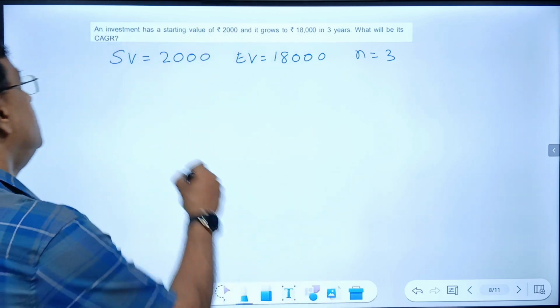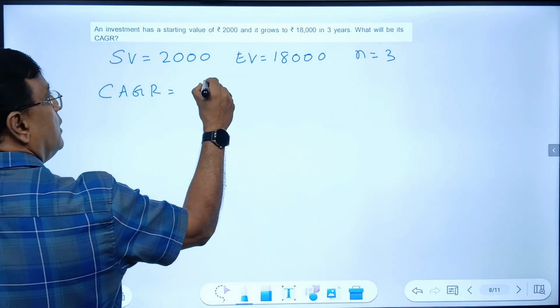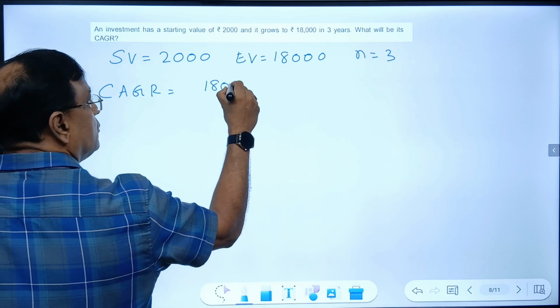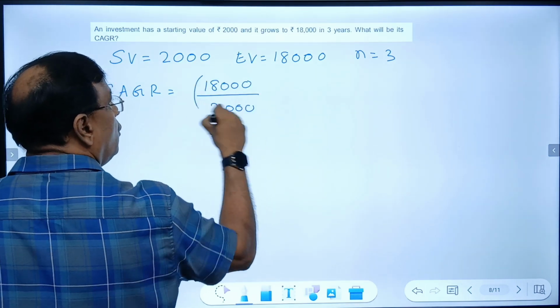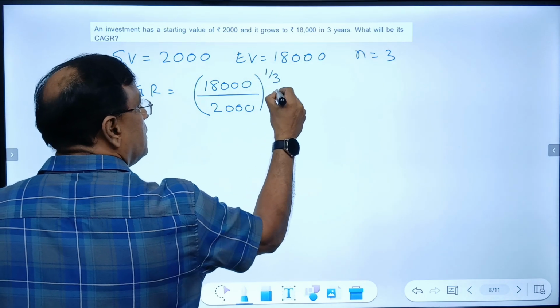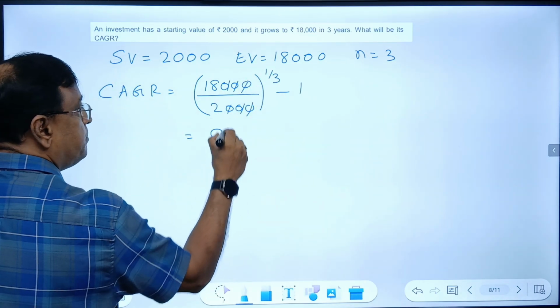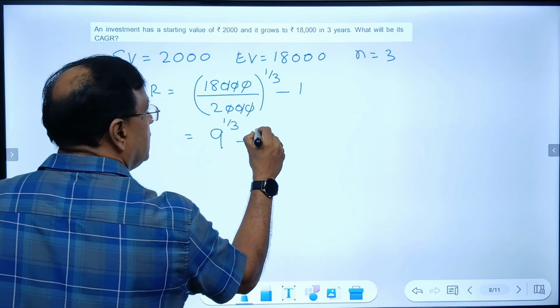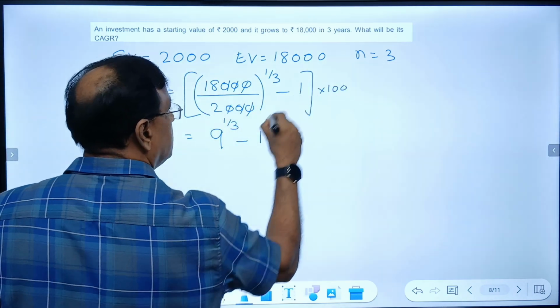We'll find out. CAGR is ending value by starting value, the whole power 1 by 3, minus 1. I'm not writing the formula now. So this is 9 power 1 by 3 minus 1. Of course, if it is percentage, you multiply it by 100.